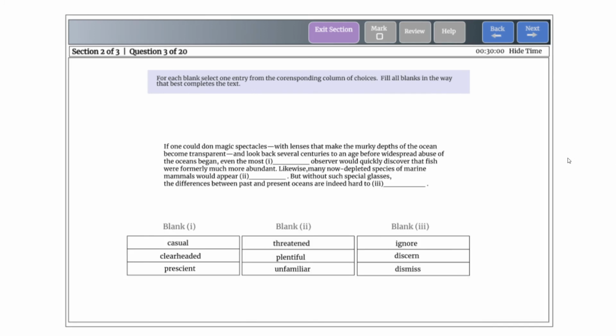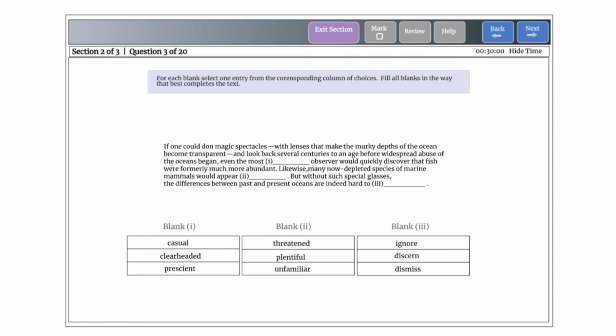And again, if we look at another question that we did before, the one about the magic glasses looking back on the oceans, and we look at blank 3: but without special glasses, the differences between past and present oceans are indeed hard to blank. And so we have ignore, discern, dismiss.